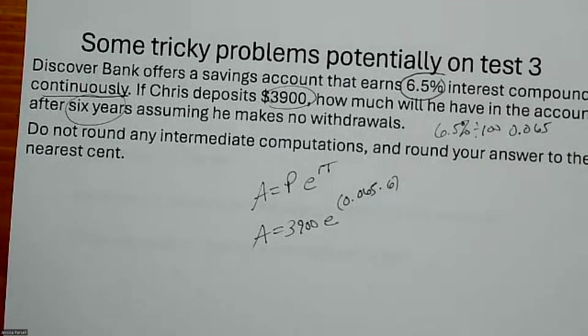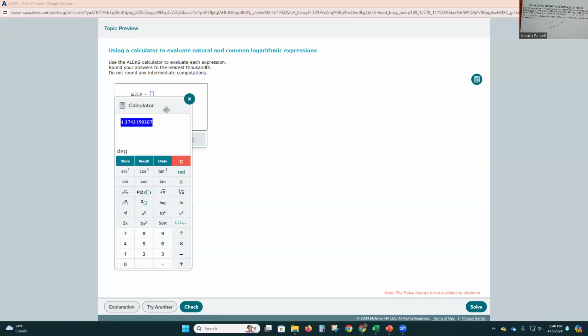All right, so I'm going to share my screen and we're going to go over and I'm going to pray that I can get this in our Alex calculator here. All right, so clear. All right, so I got to do 3,900 times, they have an E button, E to the 0.065 times 6. Let's see what we get. Aha! I'm going to write this down. 5760.23 because they want us to round to the nearest cent. So that 5 will make that 2 go up.